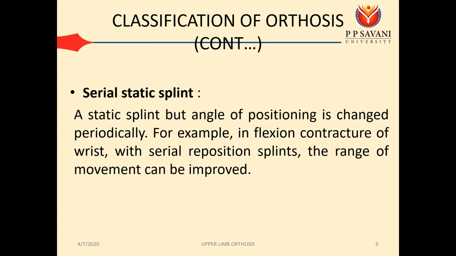So, for example, in flexion contracture of the wrist, when the wrist is completely in flexion, give an orthosis by doing some extension, and maintain that position for a few days or weeks. When it is relieved, then again go for extension, make a new splint or change the angle, and maintain that position. This is a serial static splint. It allows no motion but can be used to increase the range of motion.